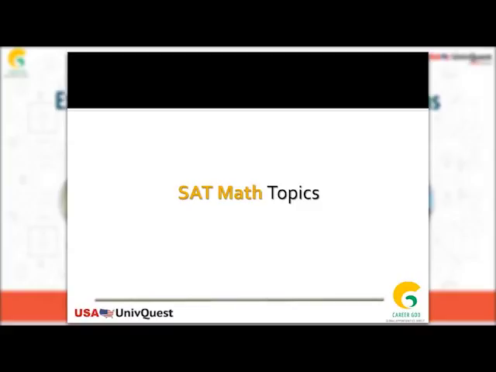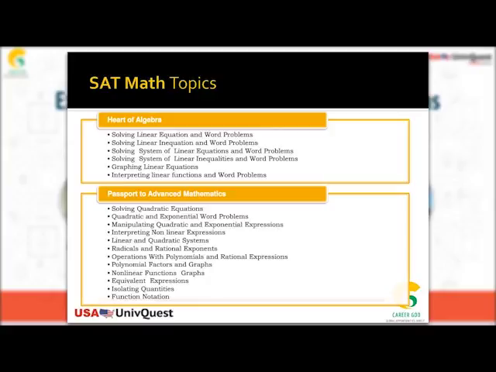So if I see SAT math topics, SAT has broadly classified them into 4 topics. First is Heart of Algebra. When I say Heart of Algebra, it is mainly about linear equations, solving linear equations, linear inequations, systems of linear equations, graphing linear equations, and interpreting linear functions. So the entire Heart of Algebra is about linear functions and systems of linear equations and inequations.